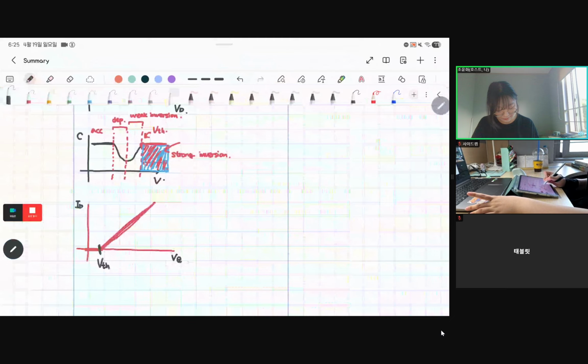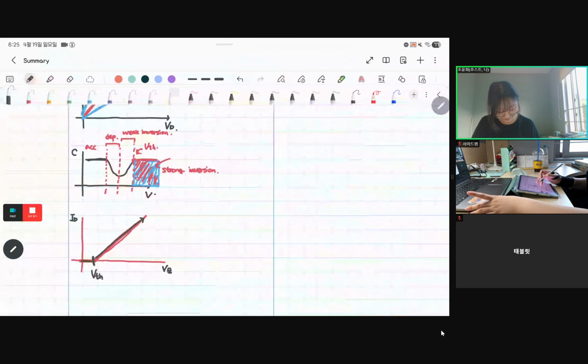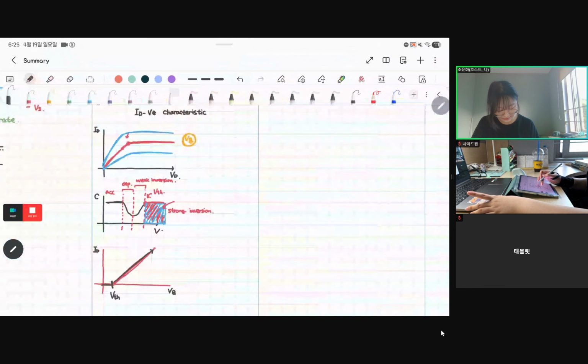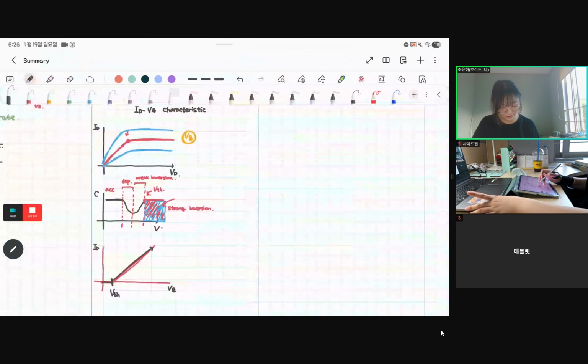When the gate bias is less than the threshold voltage, the drain current is approximately 0. But if the gate bias is higher than the threshold voltage, the drain current goes up like this constantly. So this is the ID-VG characteristic.